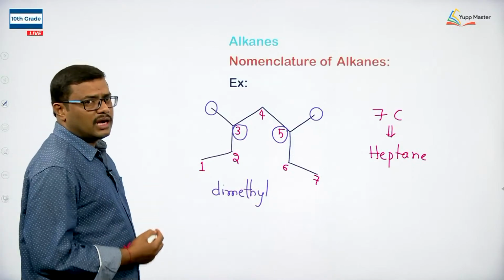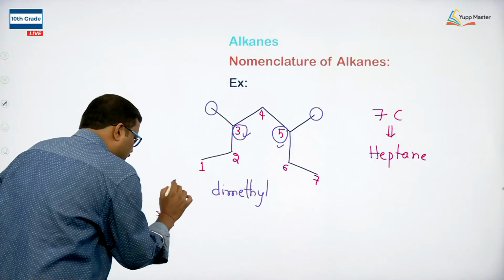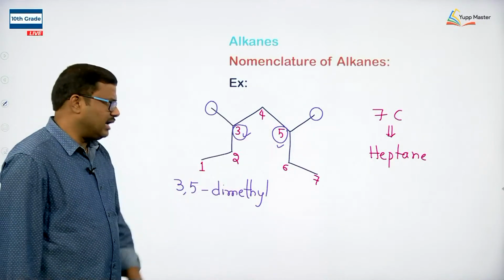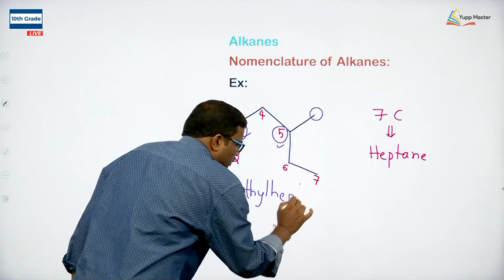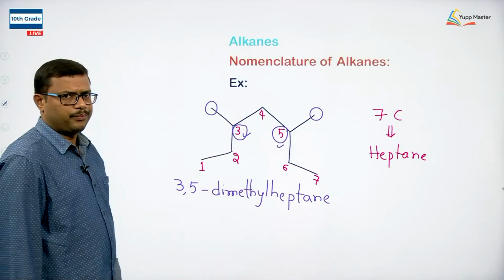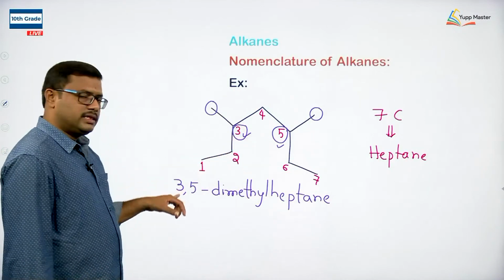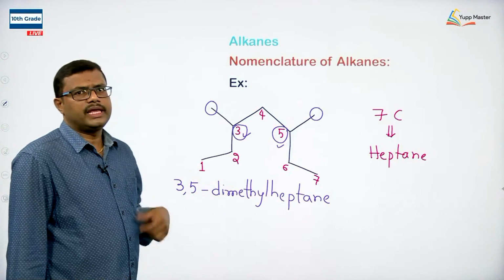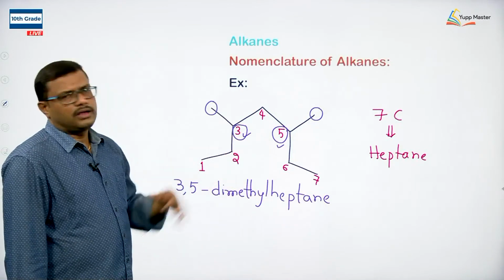Where are the methyls present on the parent chain? At third carbon and fifth carbon. So I am writing it as 3, 5 dimethyl. How many carbons are present in the parent chain? 7 carbons. So I am using heptane as the parent name. So the total IUPAC name of this particular compound is 3, 5 dimethyl heptane. 3, 5 dimethyl heptane is the name of the compound.